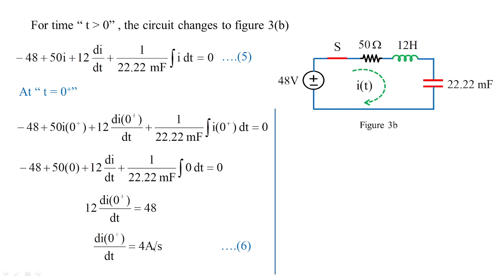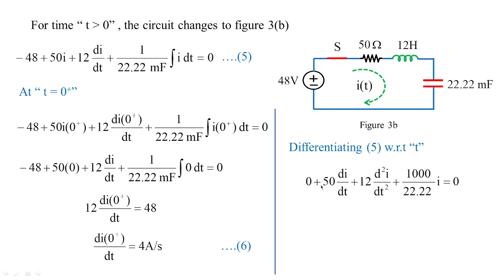Now once we obtain the value of di of 0 plus by dt, that is the velocity value of current, as 4 amperes per second, differentiating equation 5 we get: differentiation of 48 is 0, 50 di by dt plus 12 d square I by dt square plus, since it is milli, it goes to the numerator, 1000 divided by 22.2 times I is equal to 0. Now taking 12 d square I by dt square equal to minus 50 di by dt minus 1000 divided by 22.22, which gives the value as minus 45 I.